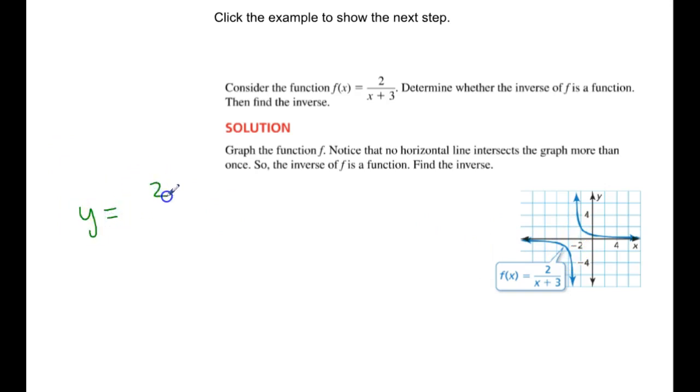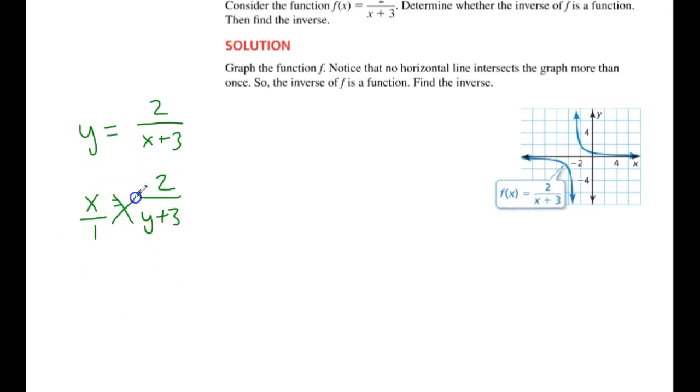So I start with y equals 2 over x plus 3. And remember, the first step I ever do when I'm finding the inverse is I switch my x and my y. So now I see I have one rational expression on the left and one rational expression on the right. So I can go ahead and I can cross multiply. So 2 equals x times the quantity y plus 3.